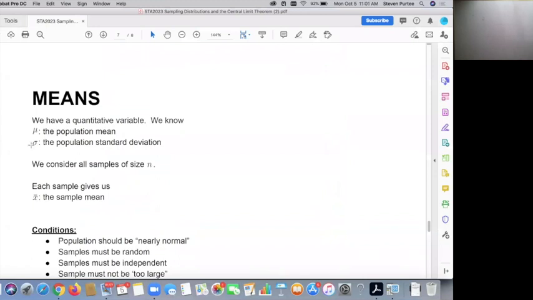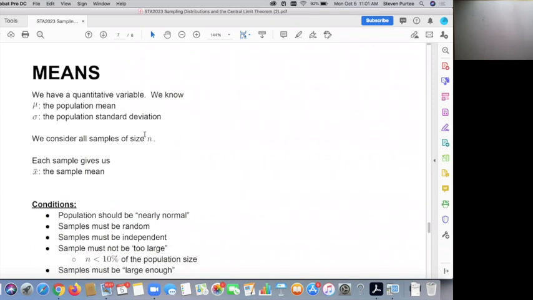Remember, Greek letters for population parameters. Now, we go out and we do an infinite number of samples, all of size n. We don't physically do that, but theoretically, we had all possible samples of size n. Each one of those samples would have a sample average.